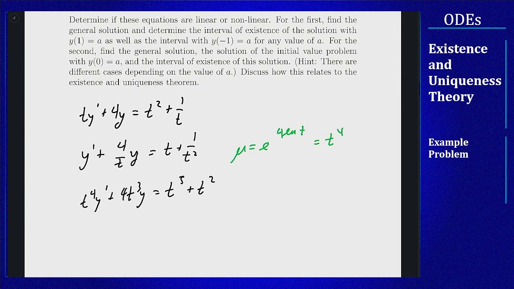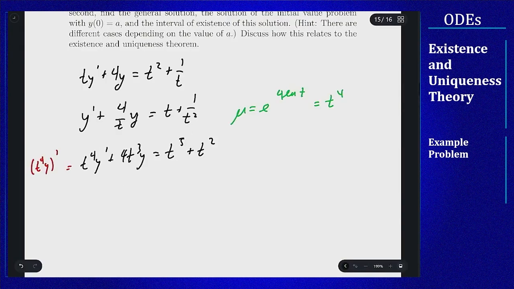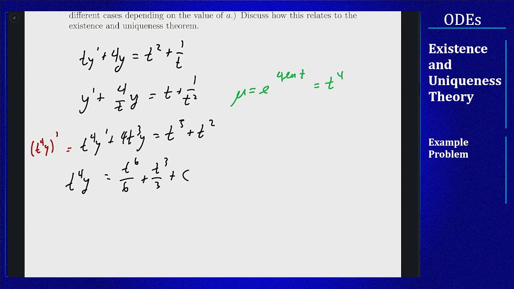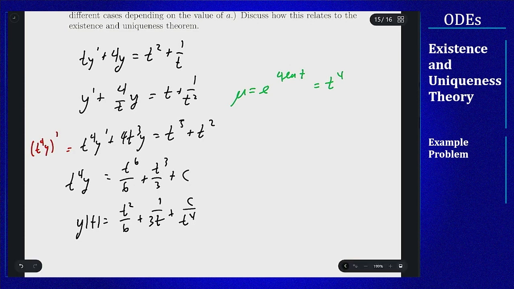This left-hand side is a product rule derivative. It is t to the 4th y, all differentiated, that we can then integrate on both sides of the equation. If we do that, we will get t to the 4th y on the left. On the right, we will get t to the 6th over 6 plus t cubed over 3 plus c. And dividing through by t to the 4th gives us our solution: y of t is t squared over 6 plus 1 over 3t plus c over t to the 4th. So that is our general solution.